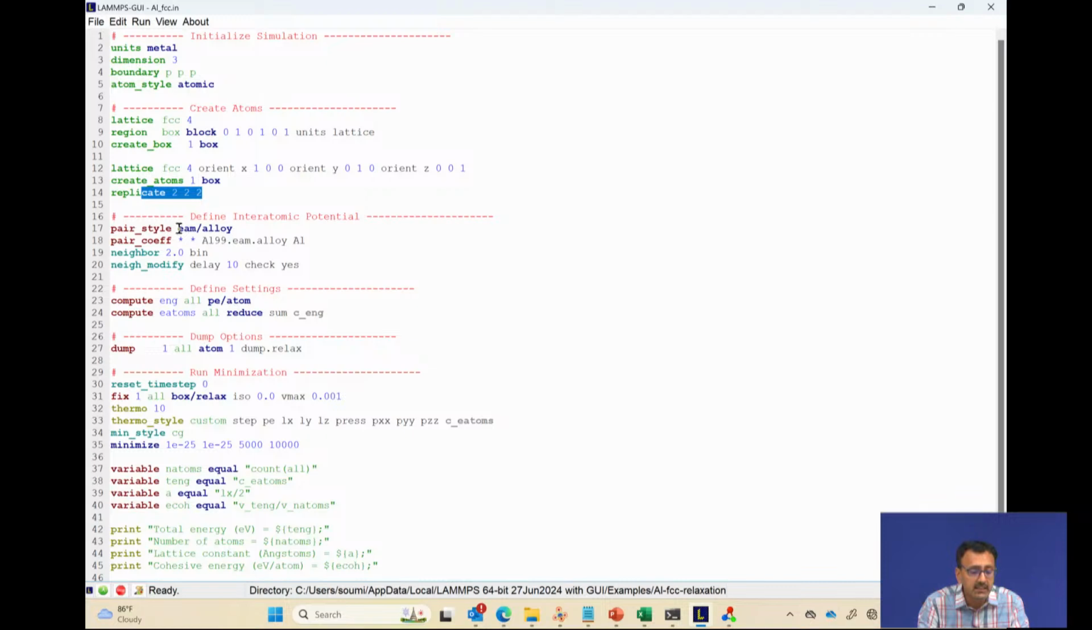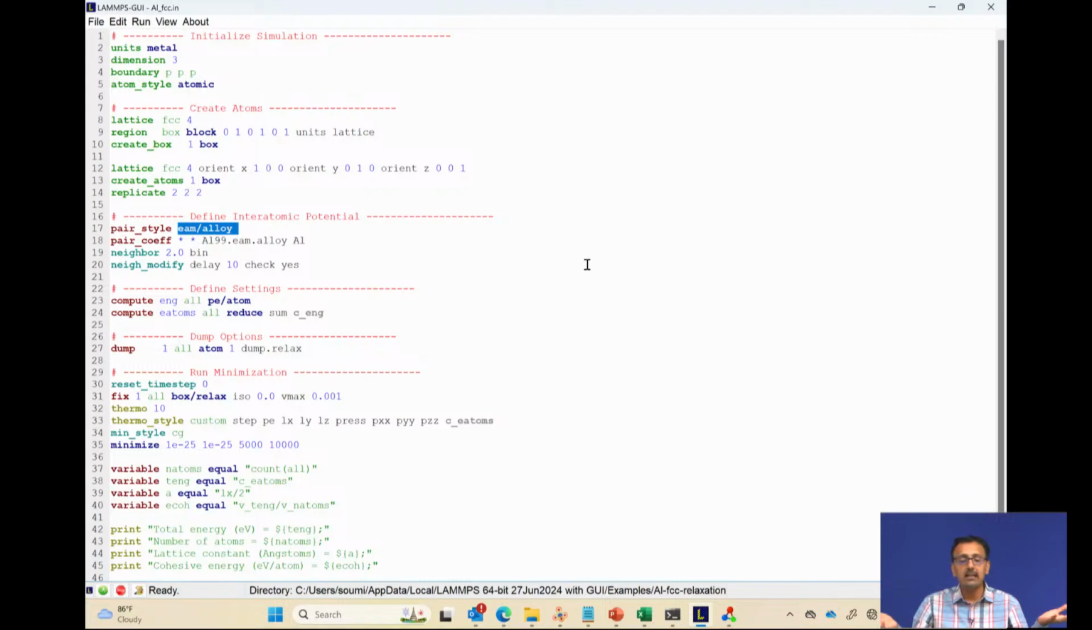So the next step is very important. You have to specify the interaction potential. In this case, it's the embedded atom model and the file that is associated with it. And this in general can be many different parameters for various types of atoms in your system. In this particular case, there is only aluminum, so there is only one type of interaction between aluminum and aluminum.